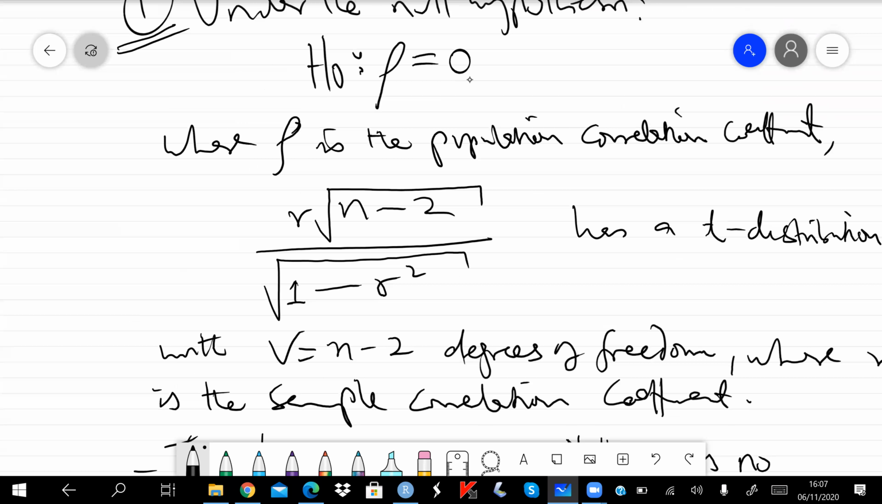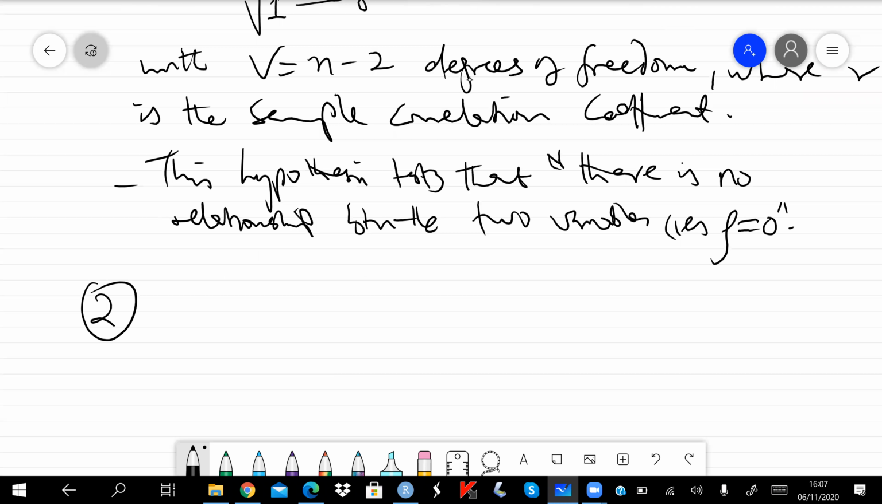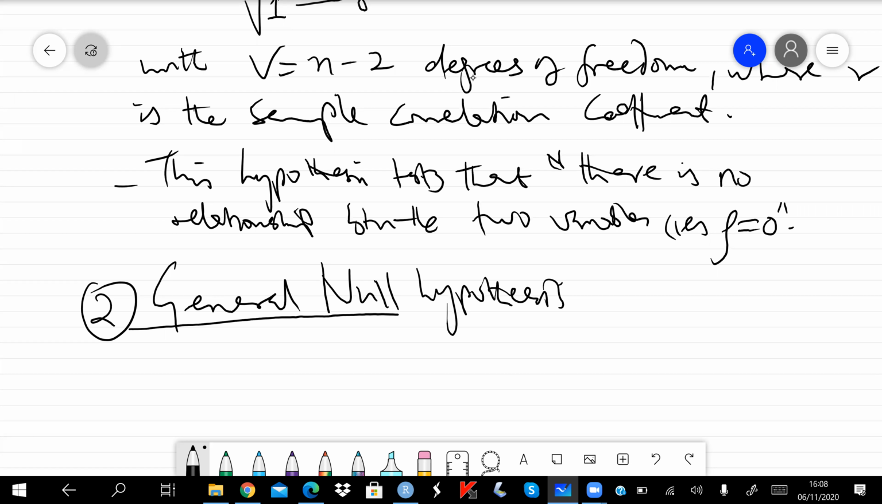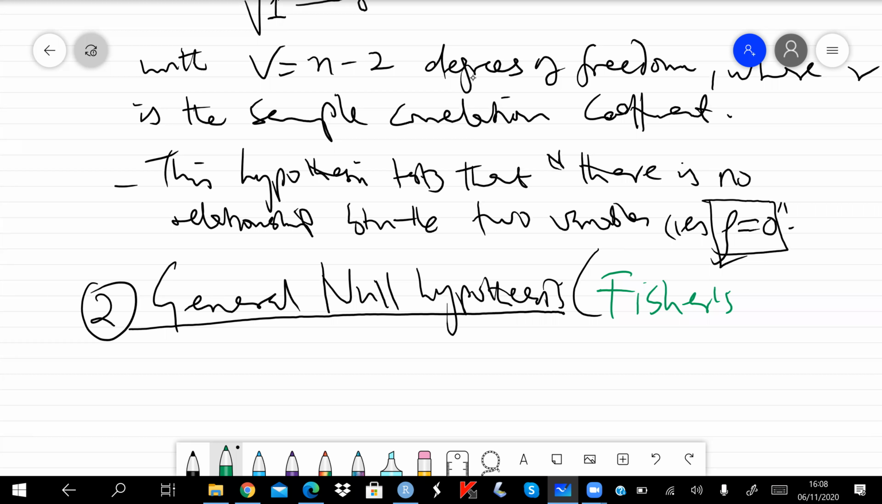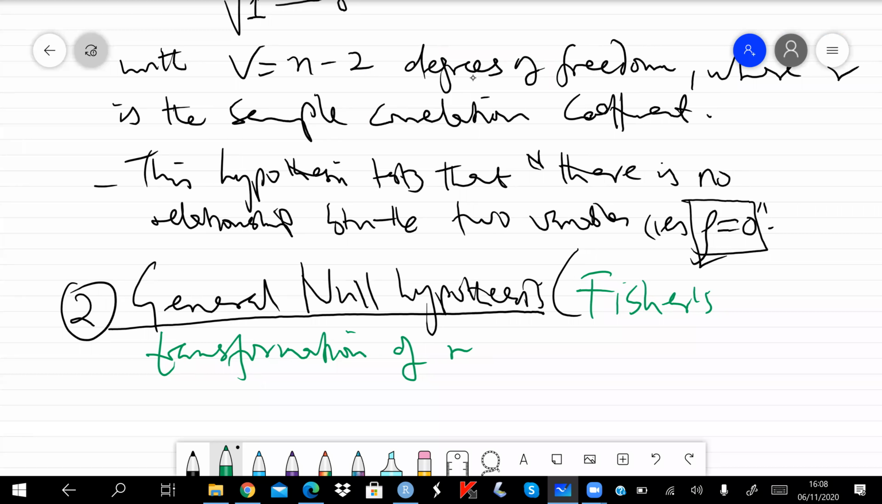The second scenario is when we try to generalize that. When we generalize that situation, we call this the general null hypothesis. That means that rho is not necessarily set to equal 0. And this is called the Fisher's transformation of R. So we use the Fisher's transformation of the sample correlation coefficient there.